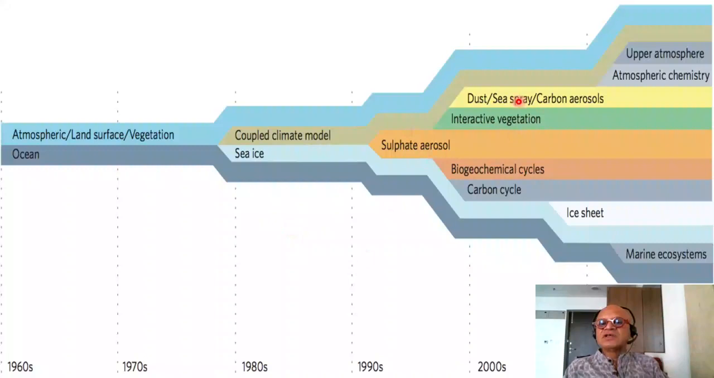Sulfate aerosols, dust, sea spray, carbon aerosols, interactive vegetation, biogeochemical cycles, carbon cycle by the 2000s, and by the 2010s, so this is a much more updated figure. We have many models with ice sheets, as I mentioned, marine ecosystems, nutrients, zooplankton, phytoplankton, carbon cycle, radiation penetration in the ocean, active participation of the marine ecosystems in the carbon cycle, export of carbon as organic carbon to the bottom of the ocean, atmospheric chemistry, upper atmosphere.